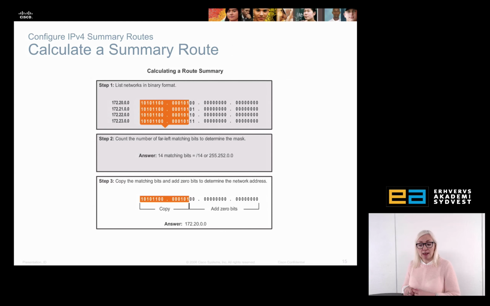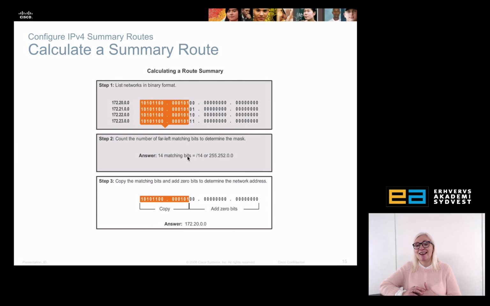But the whole idea of calculating and how to find a summary route is that, first of all, you need to have all your networks be continuous, like here, 20, 21, 22, 23, all starting with 172 in the beginning. So what we do to summarize these networks is to set them up in binary and then count the matching bits of the far left part of the IP address. So we start from the beginning and count how many bits we have in common here. Well, we have the first 14 bits in common. That means that we can summarize it with a /14 subnet mask.